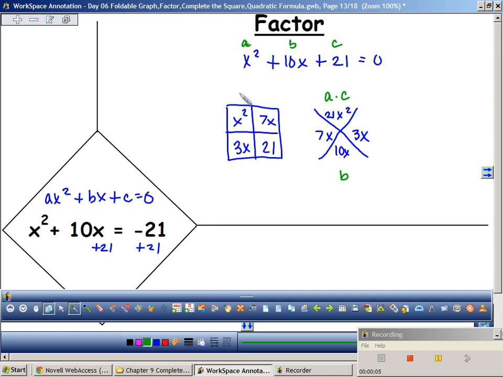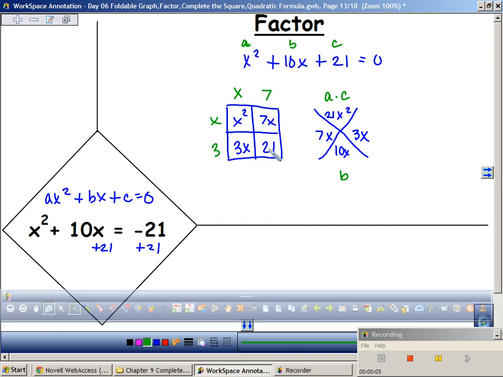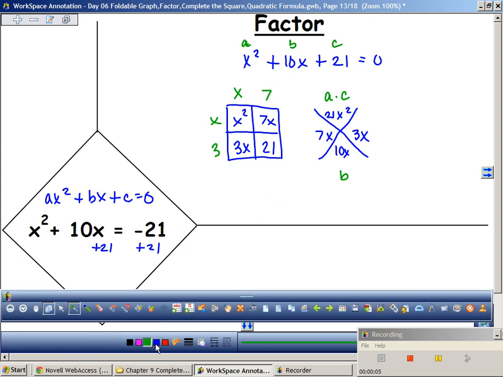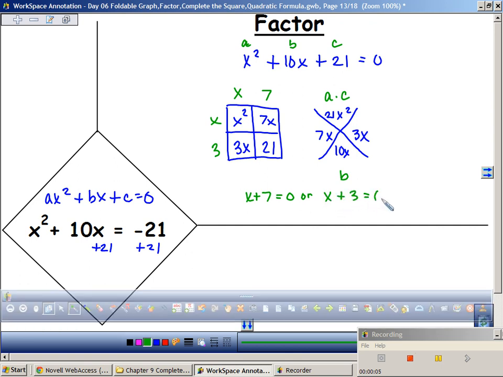And let's factor. What goes here? X and X. X times what makes 7? Good. Let's check. 7 times 3, does that make 21? Yes. What do I do with these? Put them into parentheses and set them up to what? To equal 0. X plus 7 equals 0, or X plus 3 equals 0. When I solve it, what do I get? X equals -7 and X equals -3. Isn't that the same answer we got with the last one we did?